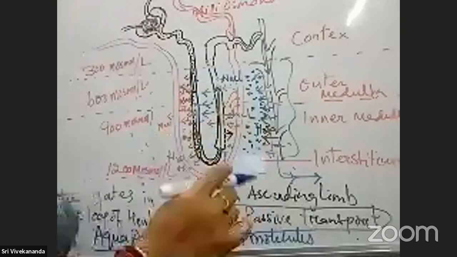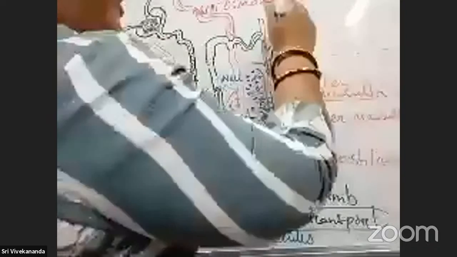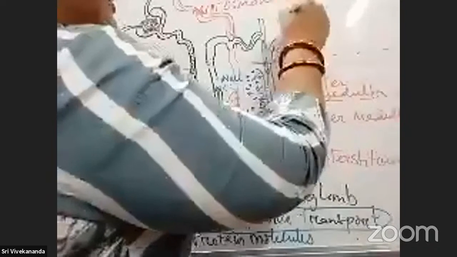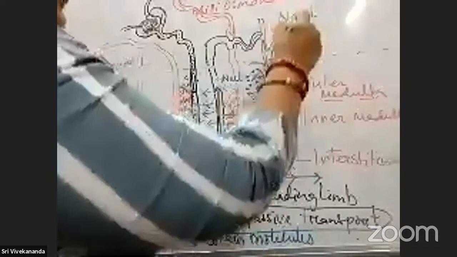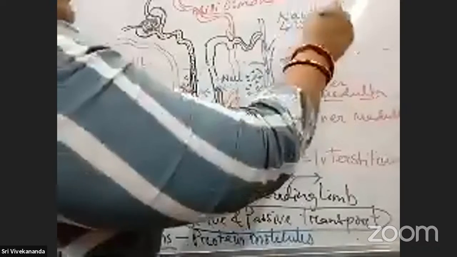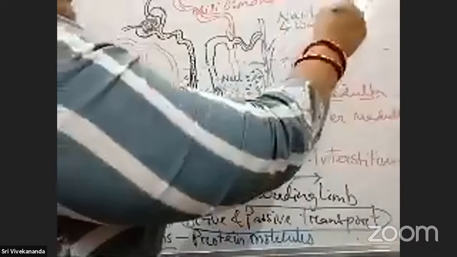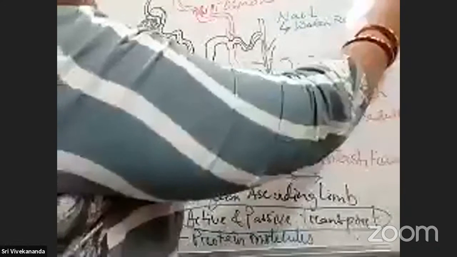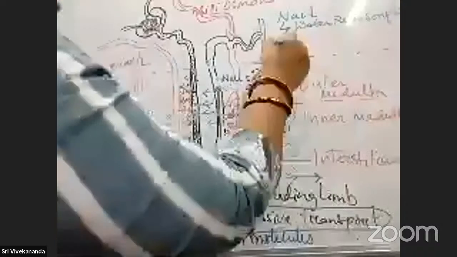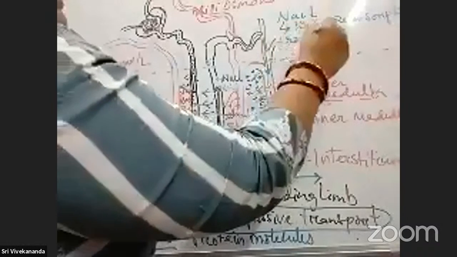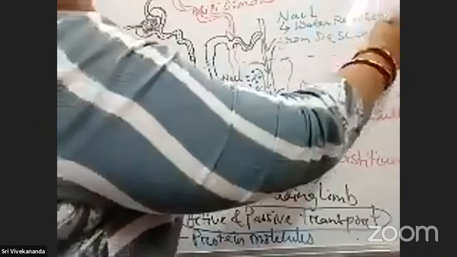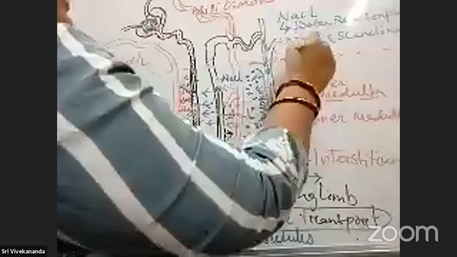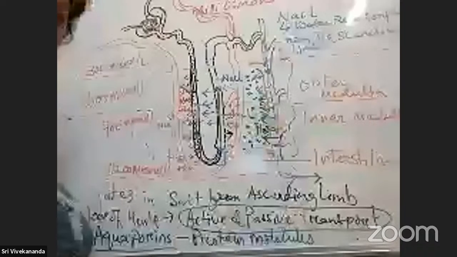So what are the roles of sodium chloride? Sodium chloride plays two roles. One is water reabsorption from the descending limb.